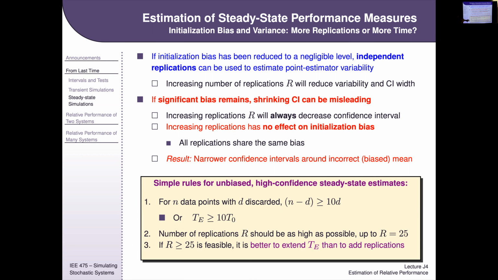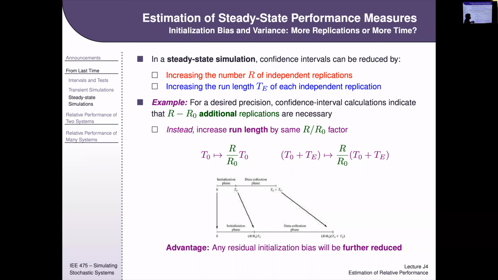But if you need more than 25 replications, then instead keep it at 25 replications and extend the length of your steady state simulations, because that will reduce your bias while also reducing your variance, so that you won't need more than 25 replications because the variance will get reduced. So that's the steady state process for how you choose the length of the simulation and the number of replications. Are there any questions about that?